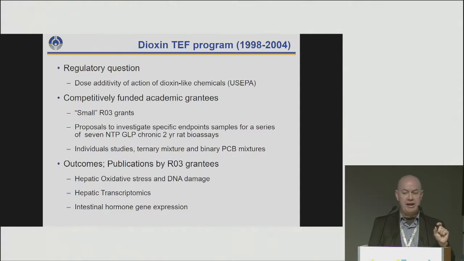These were very small studies, proposed to use animals off those main studies. It was really to look at, in a similar context, endpoints that we wouldn't normally have looked at within the context of doing a classic 2-year GLP study. In this case, the outcomes from those were publications on oxidative stress and DNA damage, hepatic transcriptomics, and intestinal hormone gene expression.